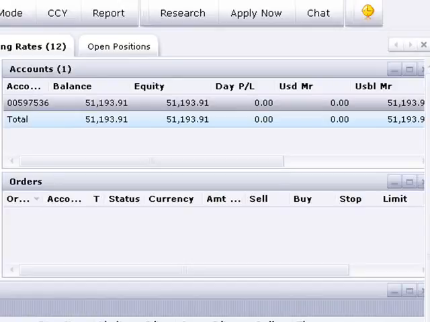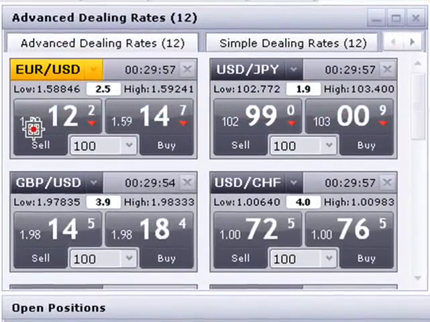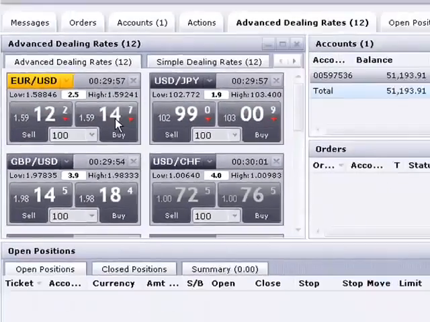Day P&L. This is the gain or loss on any open positions for the trading day, which begins and ends at 5 p.m. Eastern Standard Time on this particular platform. The USD MR column. This stands for used margin, and is the amount of money in your account which has been allocated for margining your open positions. If you have no open positions, this column will read 0, so go ahead and click the dealing rates and open up a one contract position.